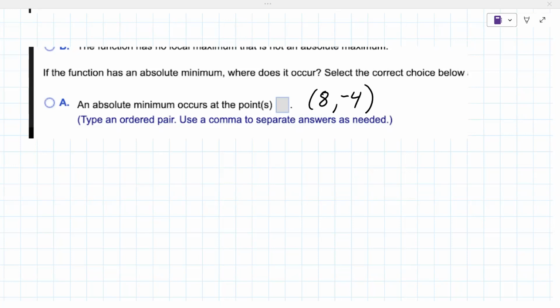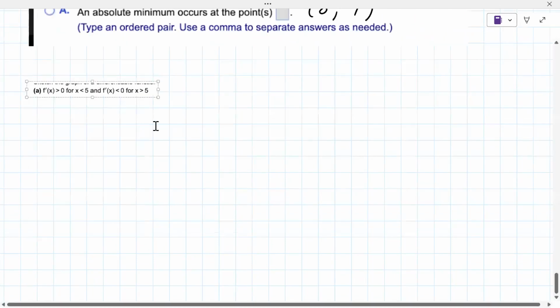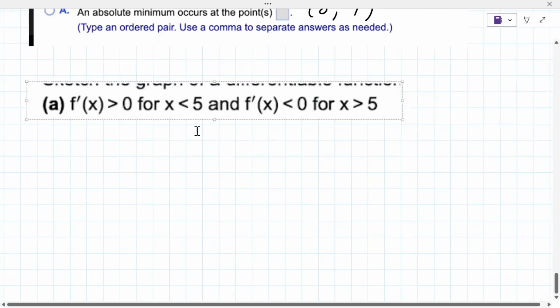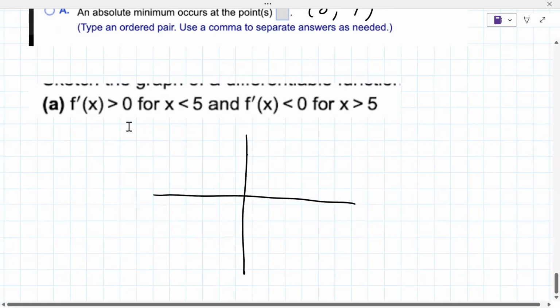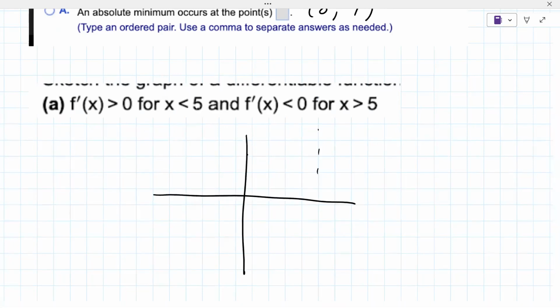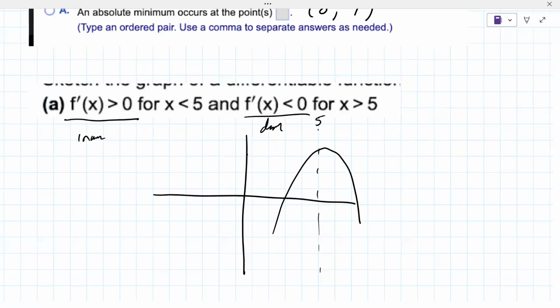So 19, okay. Let me look at 19. So the derivative here says that the derivative is greater than 0 when x is less than 5. So let's say that's 5 right there. I'm sorry, greater than 0. So what that means is the function is increasing, and then it's decreasing. So it's going up and going down. So you're looking for the graph that goes up and then goes down.